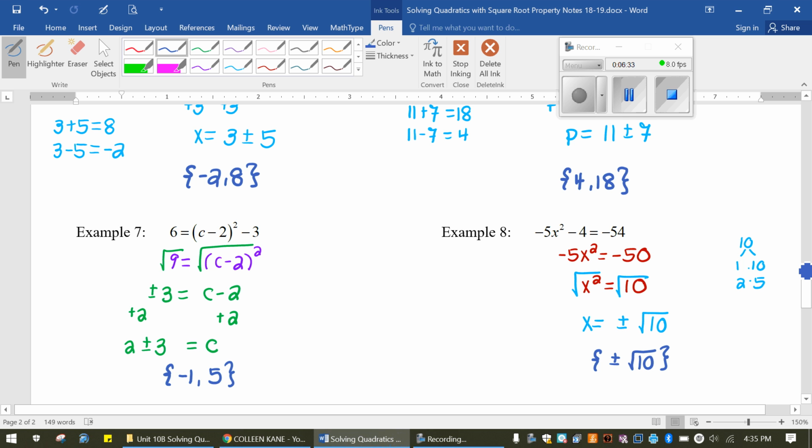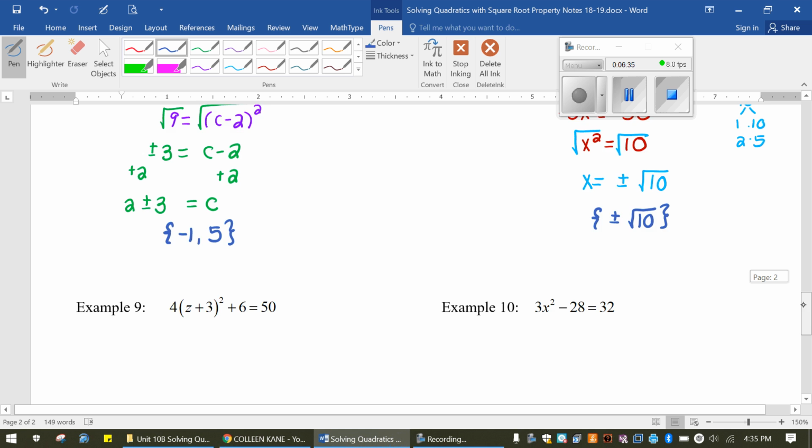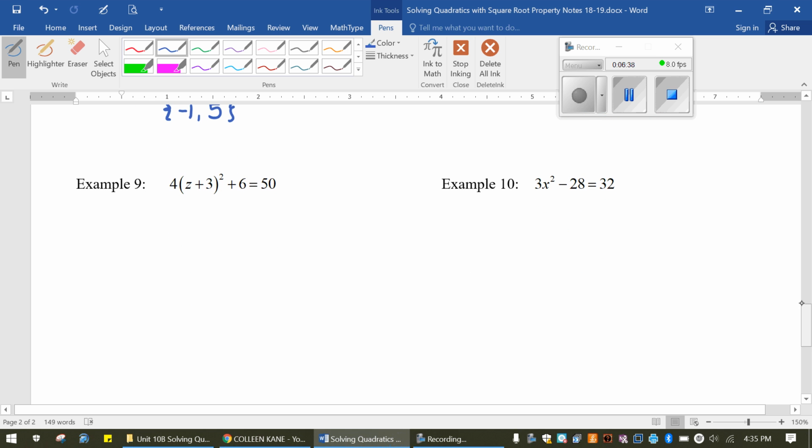Okay, moving on to number 9. We've got quite a few steps here that we need to do in order to isolate the z plus 3 squared. So let's get to it. Subtract 6 from both sides. We're going to have a 44. And then we're going to divide both sides by 4. And then square root of both sides.